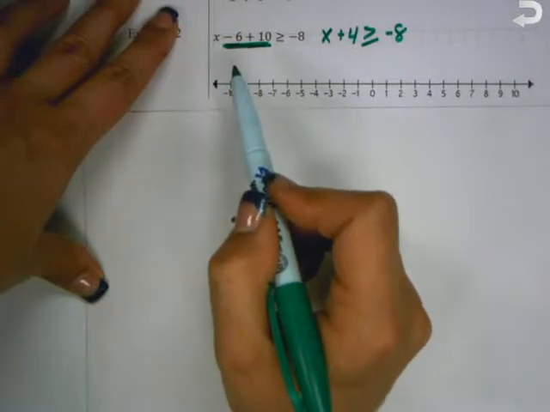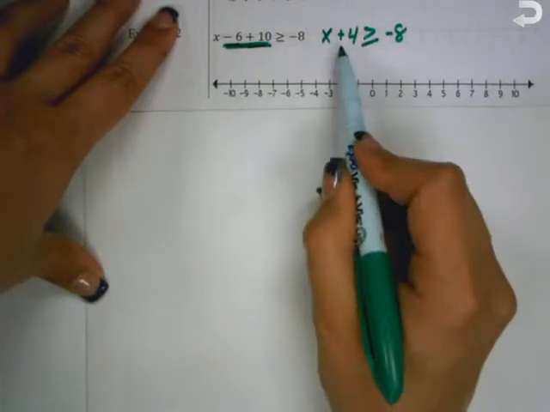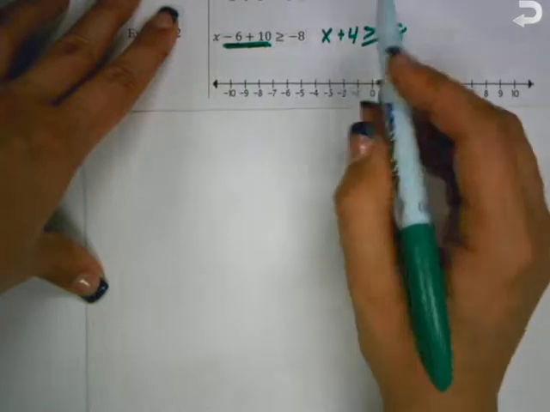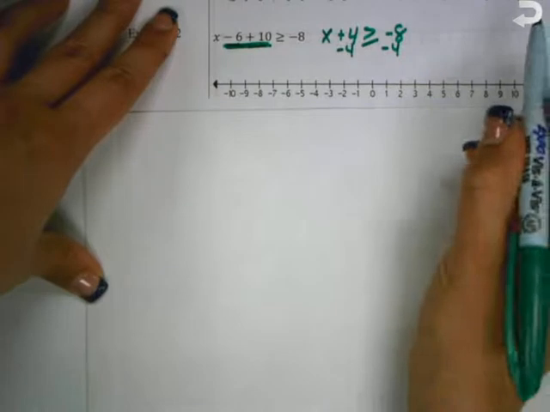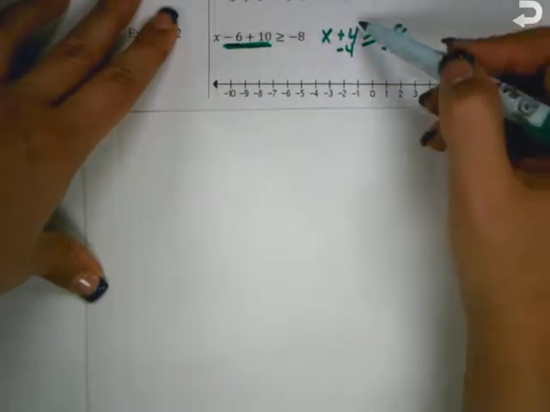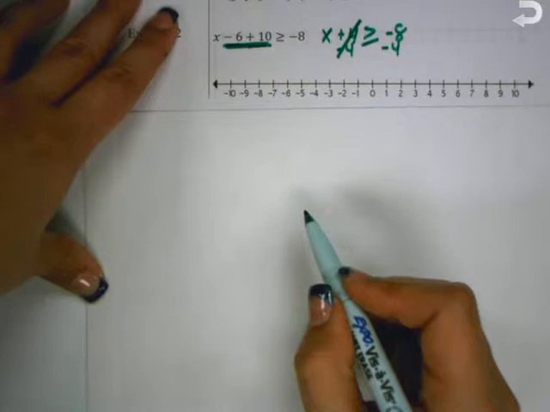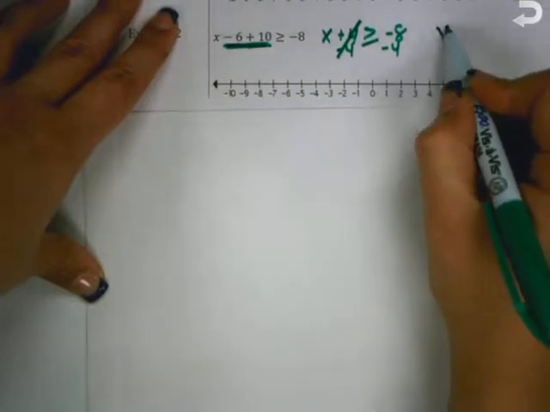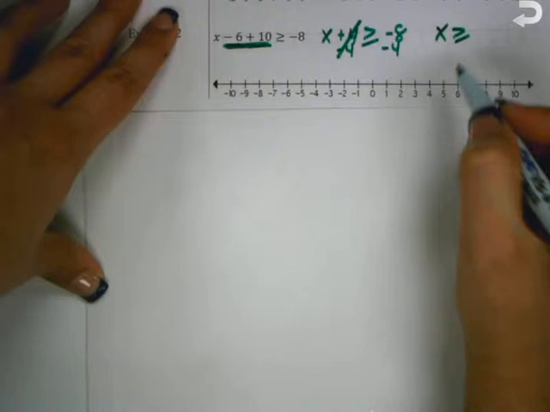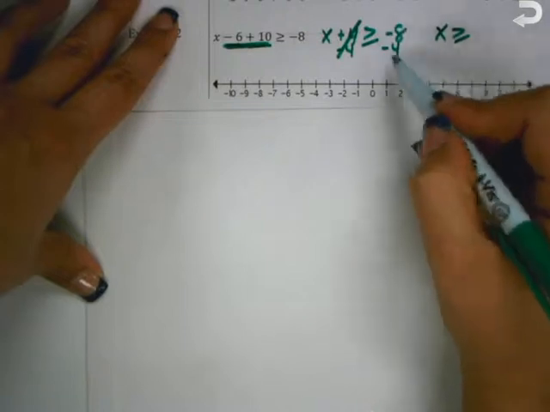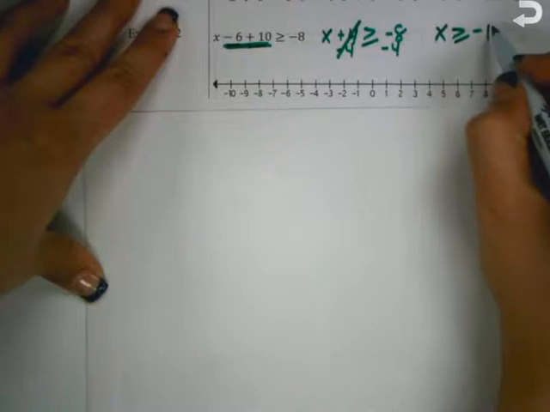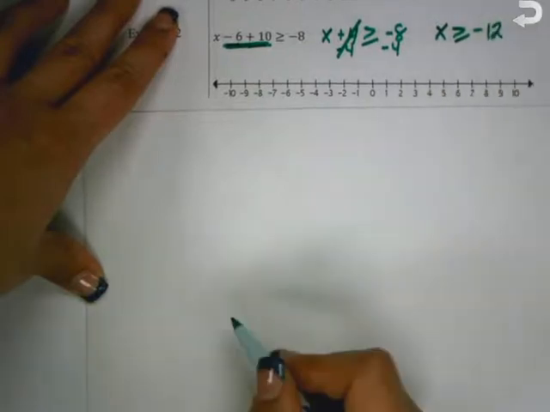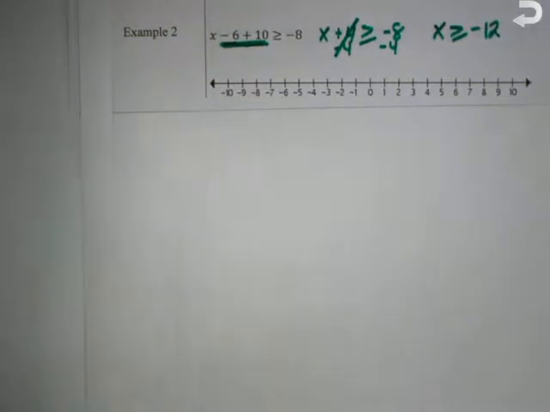Okay, then what do I do to get rid of that +4? I subtract 4 from both sides, because whatever I do to one side, I do to the other. So +4 minus 4 is 0. So I get x greater than or equal to, what's -8 minus 4? -12. Oh, I didn't have space on my number line.